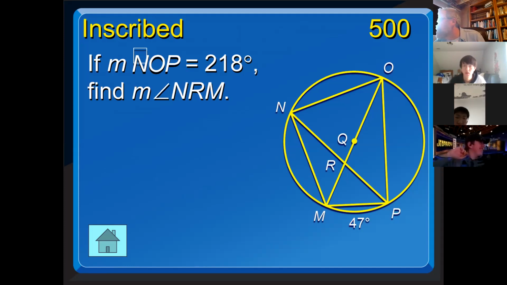So this is inscribed 500. No, it is not. Where is NOP? You have to find that center angle, which is not an exact center angle. I mean, it's an interior angle, right? NRM. So you have to remember the theorem about opposite angles in an inscribed quadrilateral. So Harry, I'll let you answer this one.